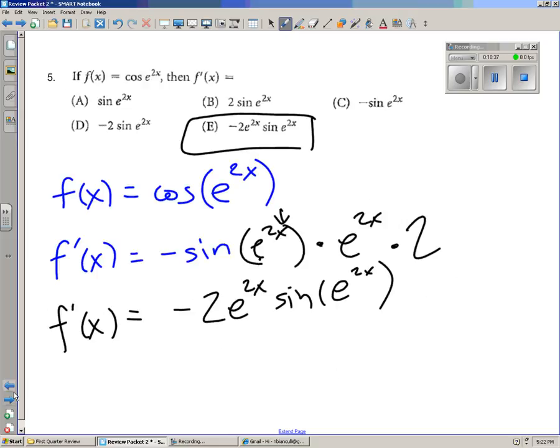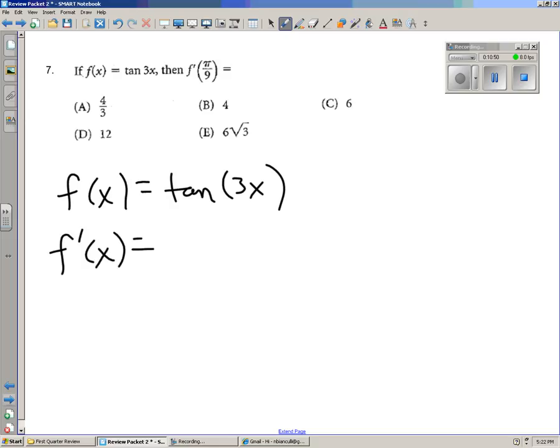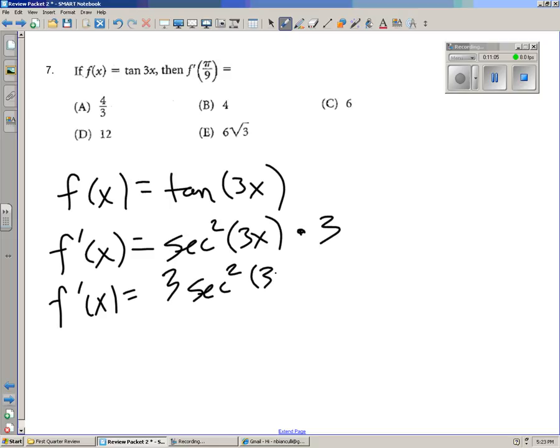Number 7. If f of x is tan 3x, find f prime of pi over 9. So f of x is tan of 3x. For f prime of x, we have tan of stuff, so to take the derivative of tan of stuff is secant squared of the stuff times the derivative of the stuff, which is just 3. So f prime of x is really just 3 secant squared of 3x. So now we have to find f prime at pi over 9. So we're going to plug in pi over 9 into this function.